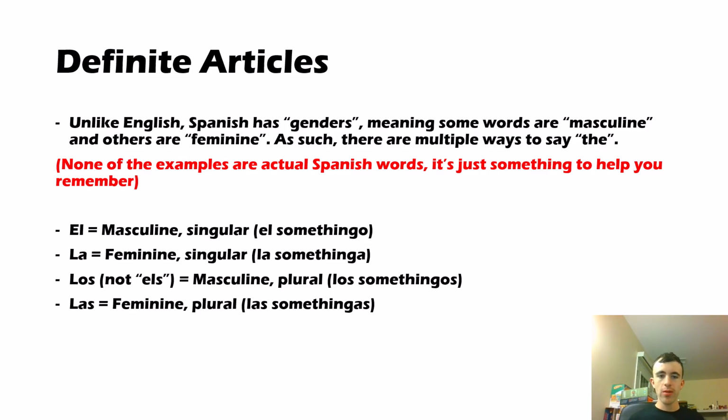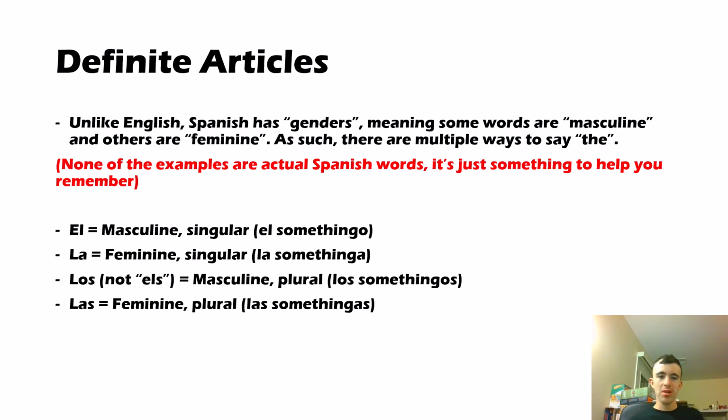And remember, none of the 4 words you see in parentheses are actual words. They're just to help illustrate when each article would be used. So el goes in front of masculine singular nouns, and most of these words usually end in o. Real example being el baloncesto, meaning the basketball. And I actually haven't taught you many words with la, but I'm just going to make up an example right now. La rosa, the pink. As you can see, words with la usually end in a.